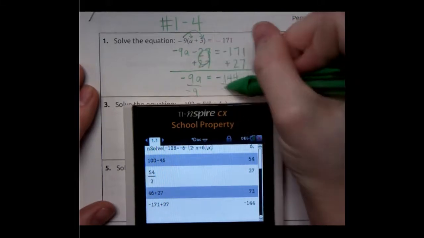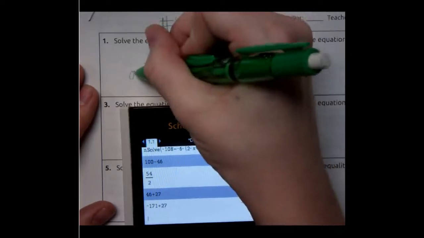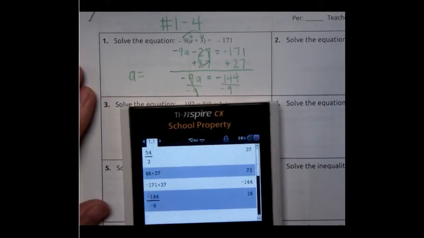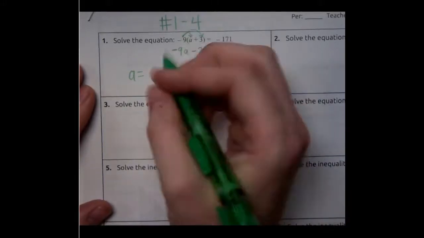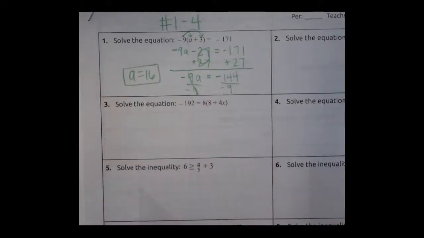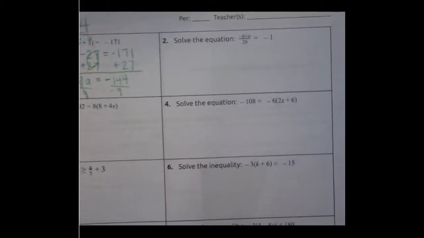So I'm going to divide by -9 to do the opposite. And I'm going to get a equals, in my calculator, I can do -144 divided by -9, and I get a +16. So that is how you solve this one by hand. Let's solve another one by hand, and then I'll show you the calculator steps.